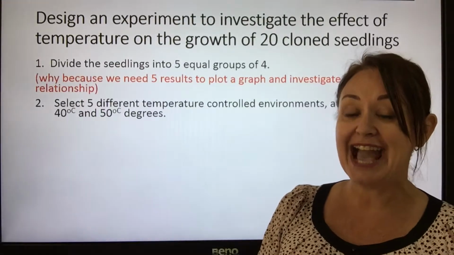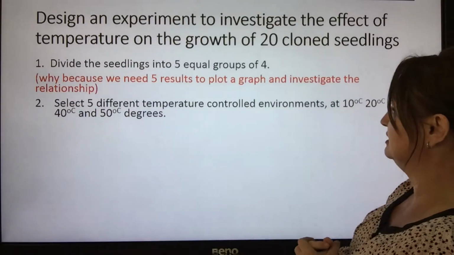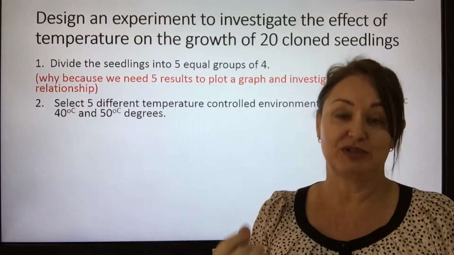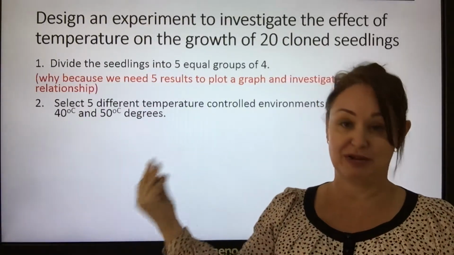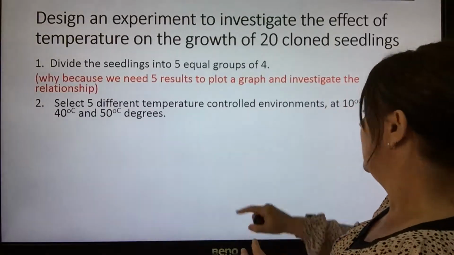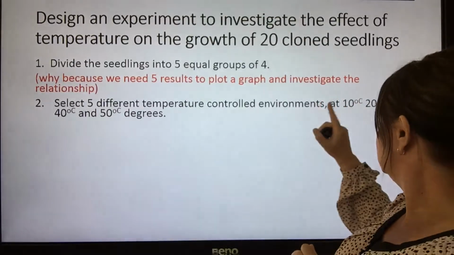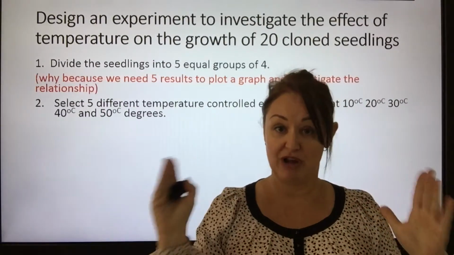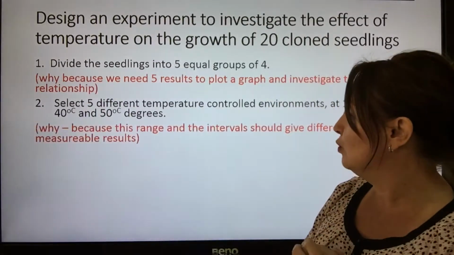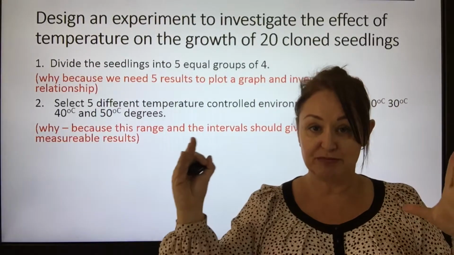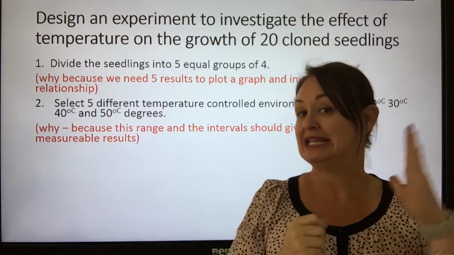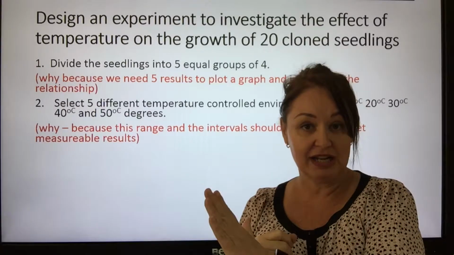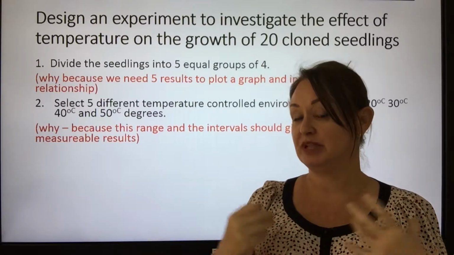Secondly, we're going to select 5 different temperatures, and we're going to control those environments for the amount of water, the humidity, the amount of airflow, and so on. Why have I chosen 10, 20, 30, 40, and 50 as my range? Well, I want a range that's big enough that it's going to give me different results for each interval that I try, but I also want it to be achievable.